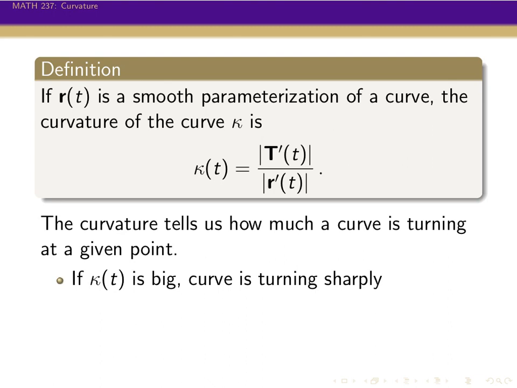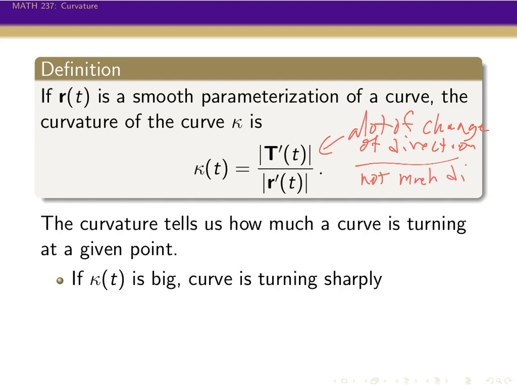So what if kappa is big? If kappa is big, that means a lot of change of direction over not much distance. A lot of change of direction in a short amount of distance is turning very sharply.